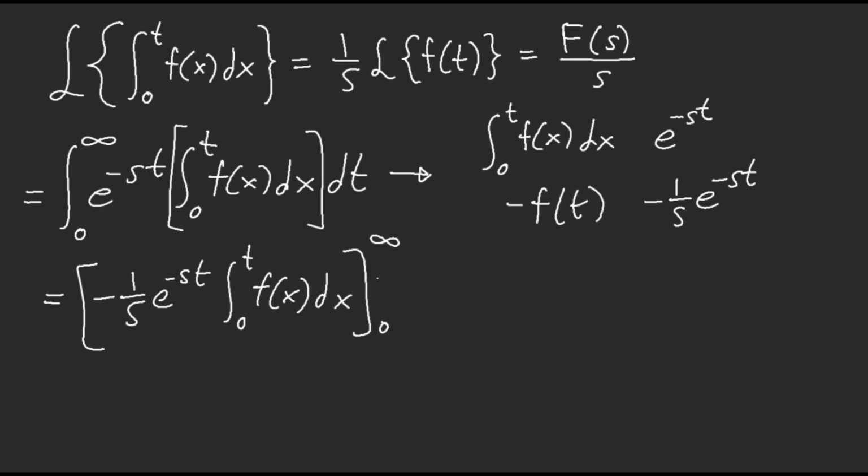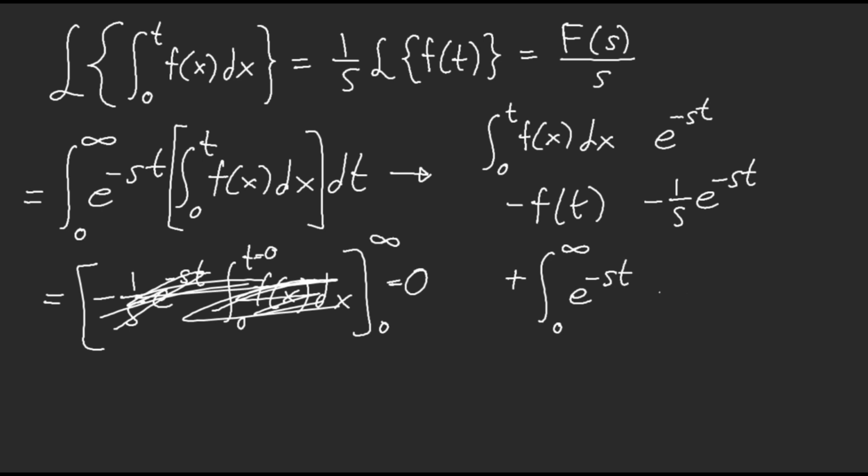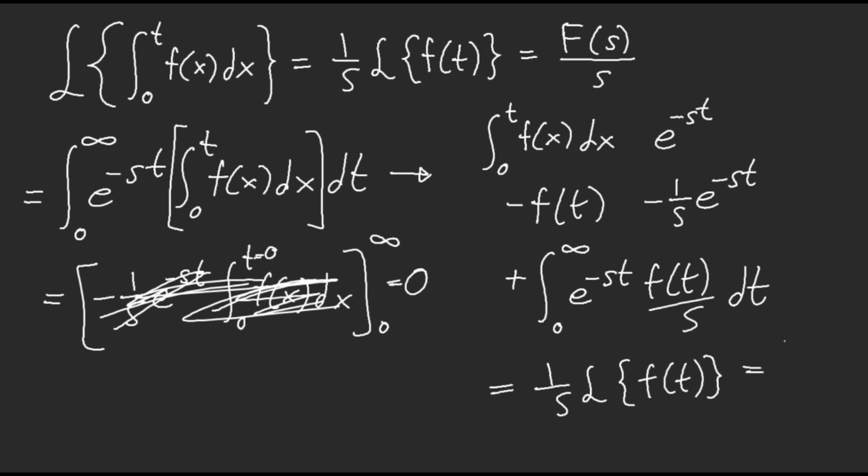Now, of course, when we plug in infinity, the exponential is going to become 0, so this whole portion is going to be equal to 0. And then if we plug in 0, t equals 0 is going to make this integral 0, so this is also going to be 0. So this whole portion is going to equal 0. What we're left with is the integral from 0 to infinity of e to the negative st times f of t over s. This is simply 1 over s of the Laplace of f of t, which is equal to F of s over s. And there you go. How beautiful. So the Laplace of any integral function is equal to the Laplace of that function over s.